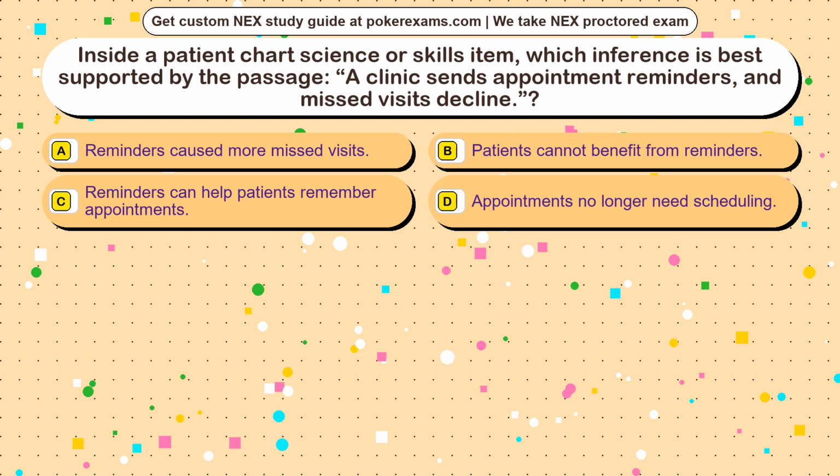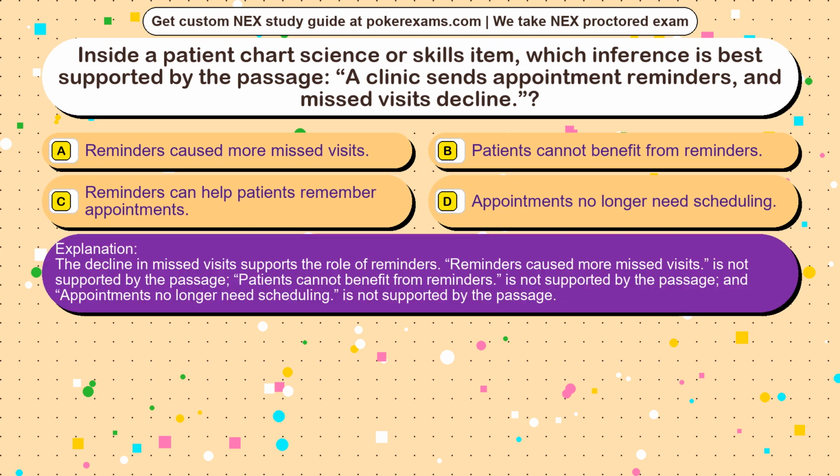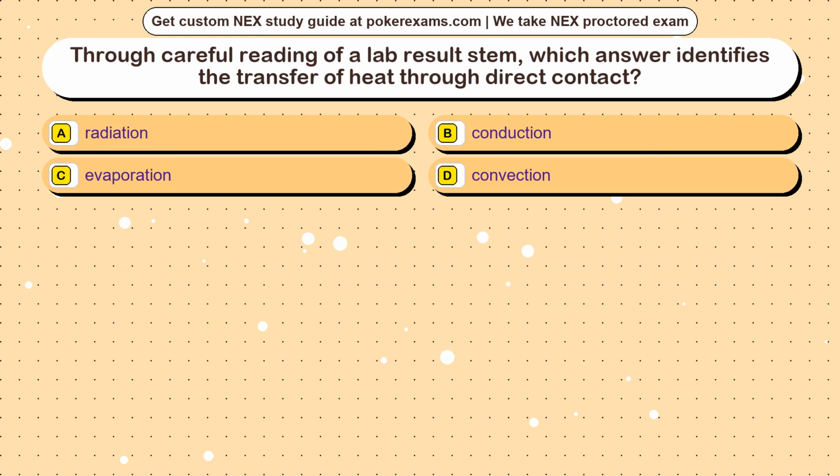The correct answer is option. The decline in missed visits supports the role of reminders. Reminders cause more missed visits is not supported by the passage. Patients cannot benefit from reminders is not supported by the passage, and appointments no longer need scheduling is not supported by the passage.